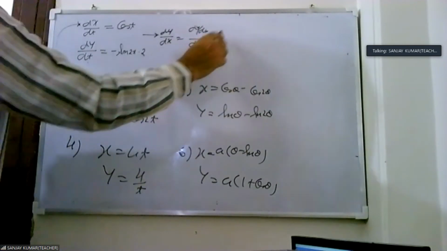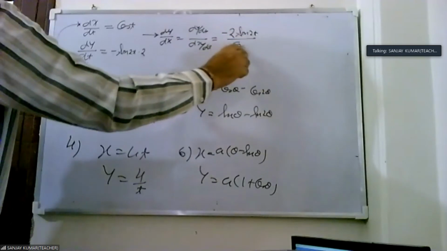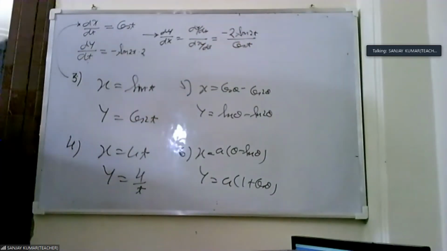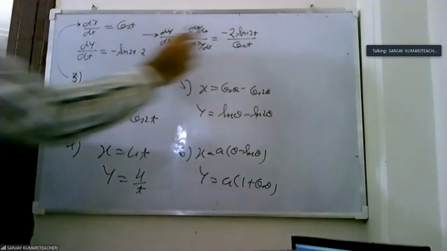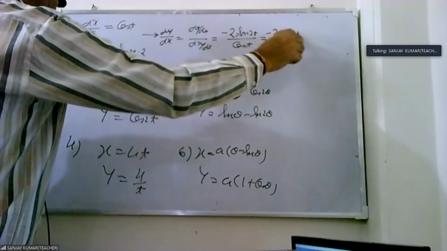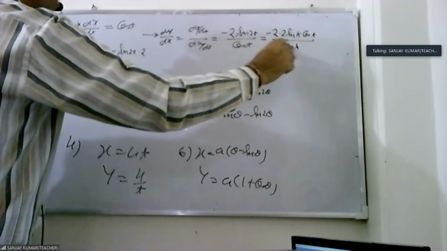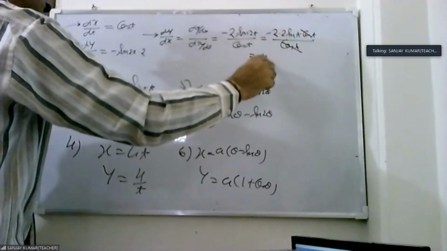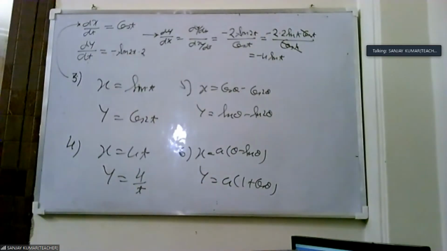Now what is dy by dx? Minus 2 sin 2t divided by cos t. Okay, but in the book the answer is not given this. ठीक है, ये answer match नहीं कर रहा है. Then what we do here? We use some trigonometry. That is sin 2t is 2 sin t cos t. Upon cos t, cos t is cancelled with cos t. Then the answer is minus 4 sin t. This is the answer. Okay.